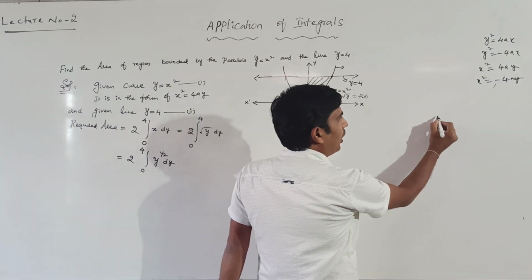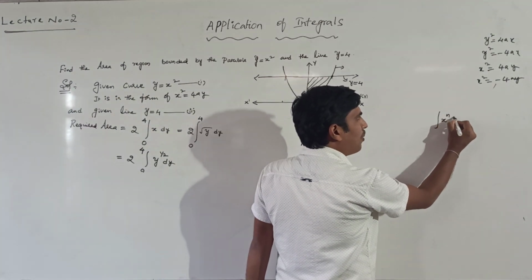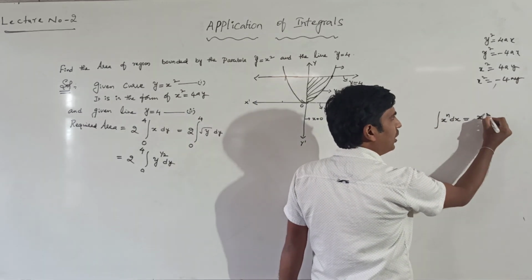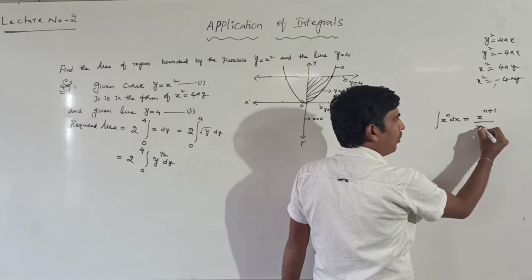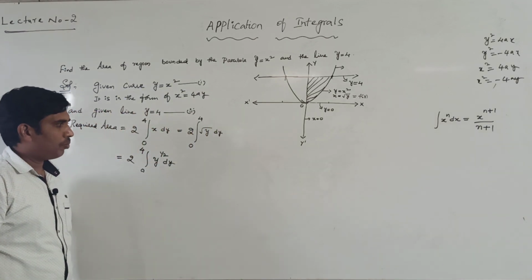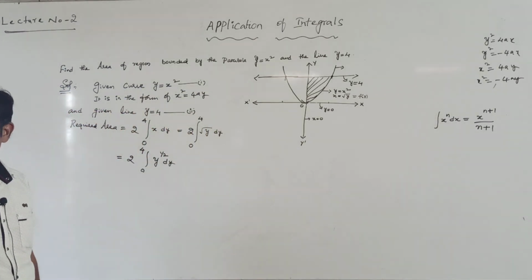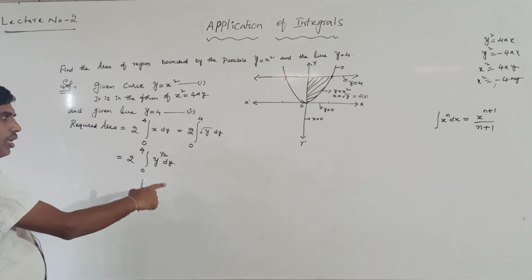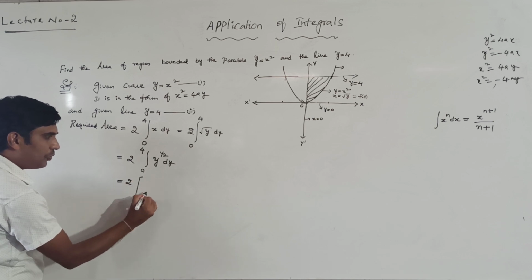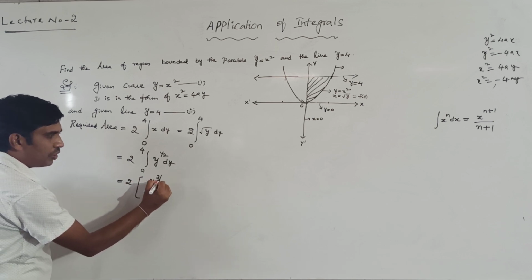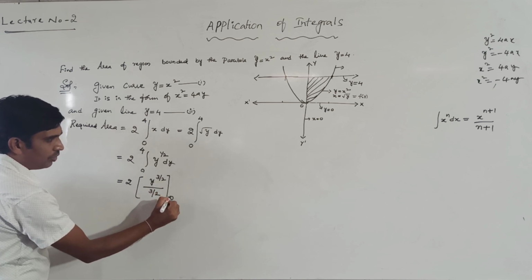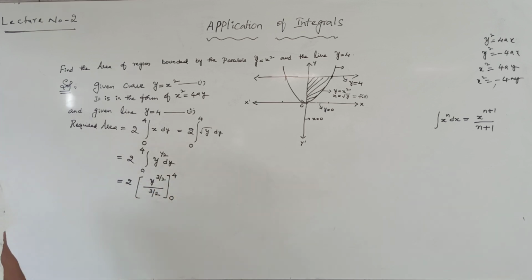So we have in integration x power n dx. What is the integral of x power n? The formula is x power n plus 1 by n plus 1. The same formula you apply here to y power 1 by 2 dy. So what will we get? Nothing but y power 3 by 2 by 3 by 2. That will come with limits from 0 to 4.